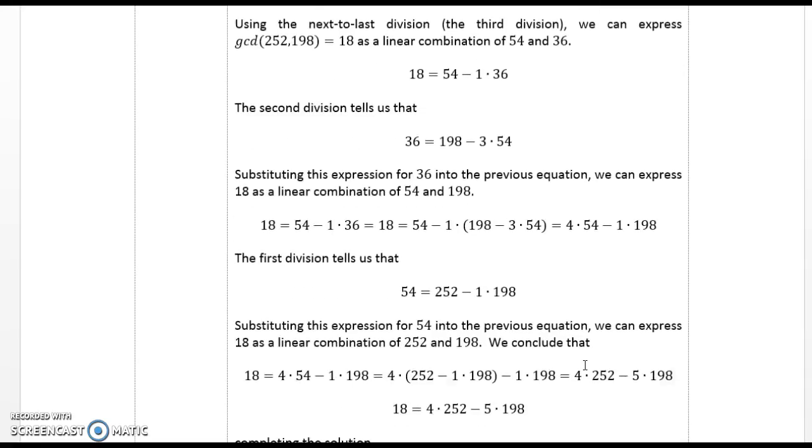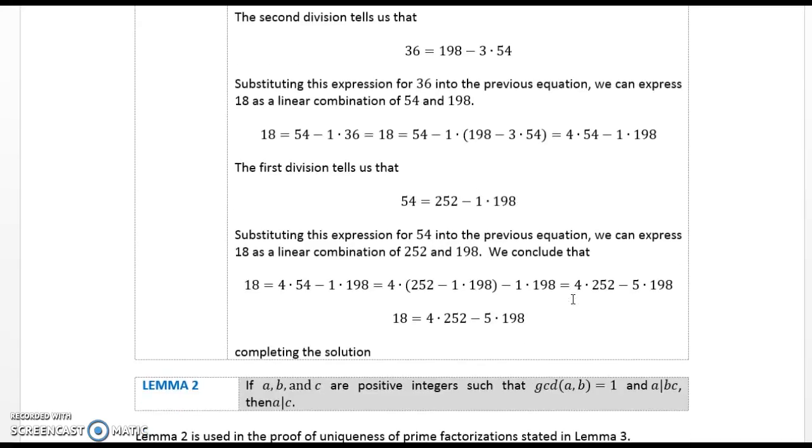The first division says that 54 is equal to 252 minus 1 times 198. And substituting the expression for 54 into the previous equation, we can express 18 as a linear combination of 252 and 198, which was our goal for this example. And we get 18 is 4 times 252 minus 5 times 198.